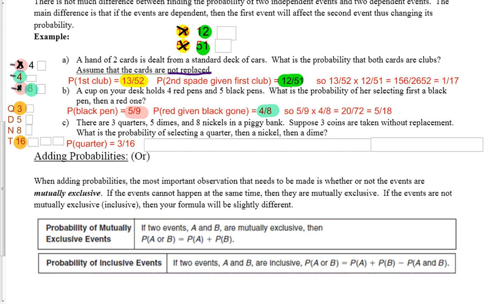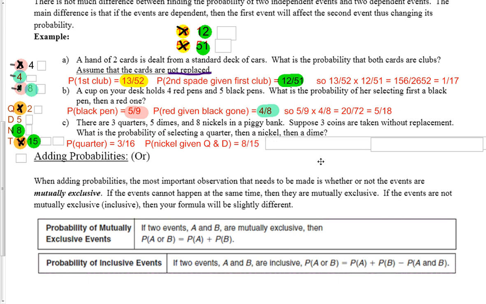Now let's update our numbers. We took out a quarter and we took out 1 from the total. So we're down to 2 quarters and 15 total. The next one, we're pulling a nickel. Well, we have 8 nickels and 15 total left. So the probability of getting a nickel at this point is 8 out of 15.